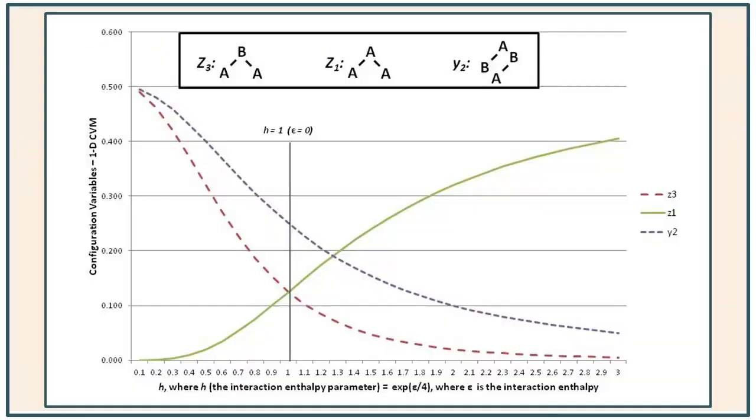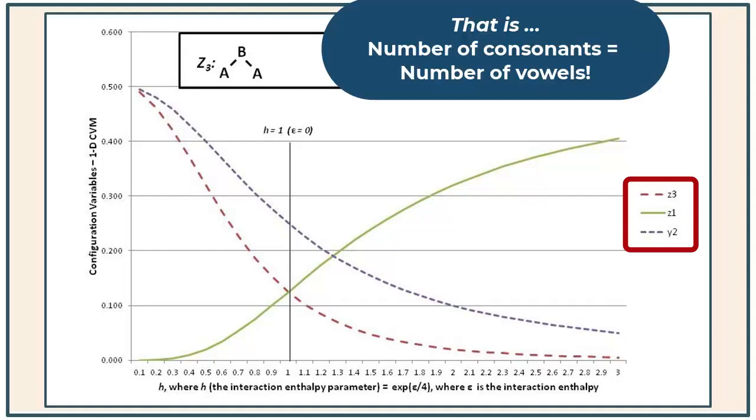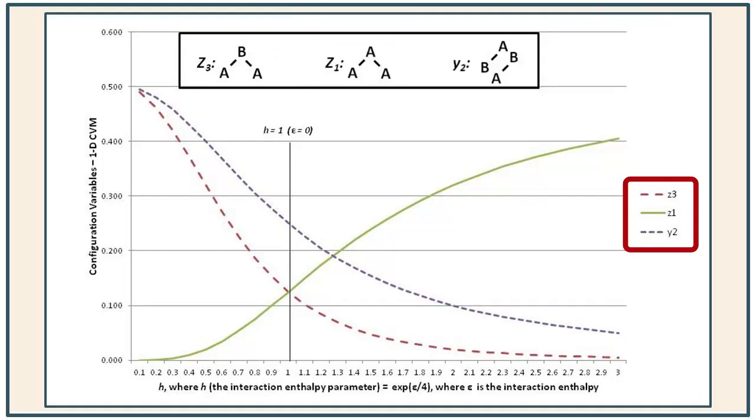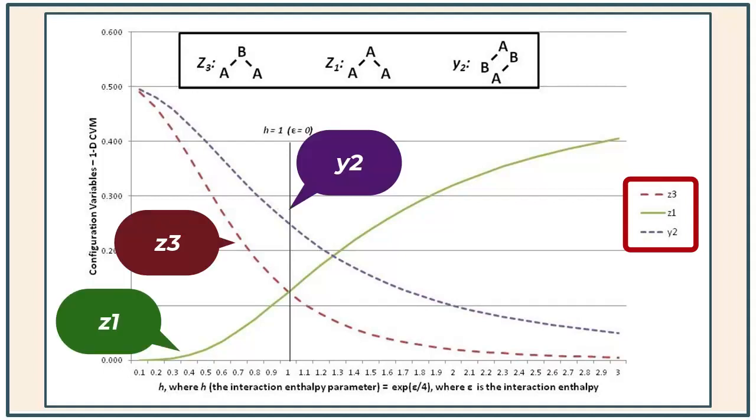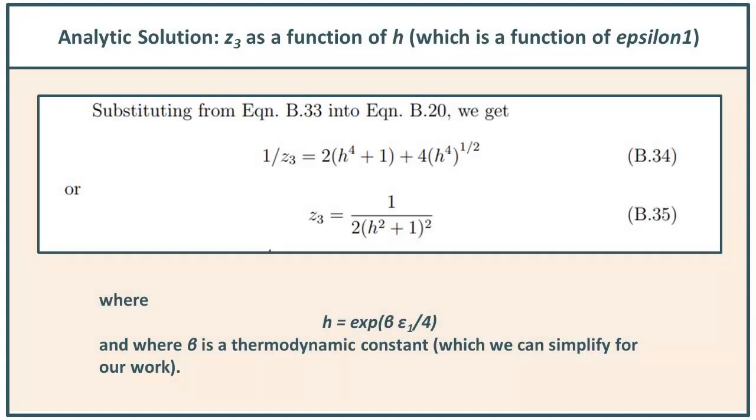Now our third step is where things get kind of interesting. We consult the pre-worked analytic solution for the 1D CVM. And this solution is worked out only in the case where you have equal numbers of on and off nodes, that is, equal numbers of consonants and vowels. The analytic solution is actually a set of equations, each giving an equation for one of the configuration variables, such as z3 or z1 or y2, as a function of the interaction enthalpy parameter. And here we're creating a function of that interaction enthalpy parameter itself. We're calling it an h value, which is a function of epsilon 1, the actual interaction enthalpy. Here's what one of those equations looks like. I'm showing it for z3.